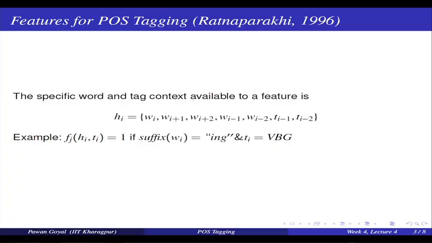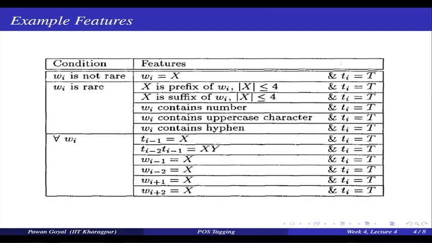Now what are the forms of features? Just to give you another example, features will depend on the history or the context and the current tag. So it is 1 if the current word has a suffix of ing and the tag is VBG. That is one kind of feature, the suffix of the current word and the tag. So what are the other features? Okay. Now, what is one interesting thing here? He has divided the features into 3 parts.